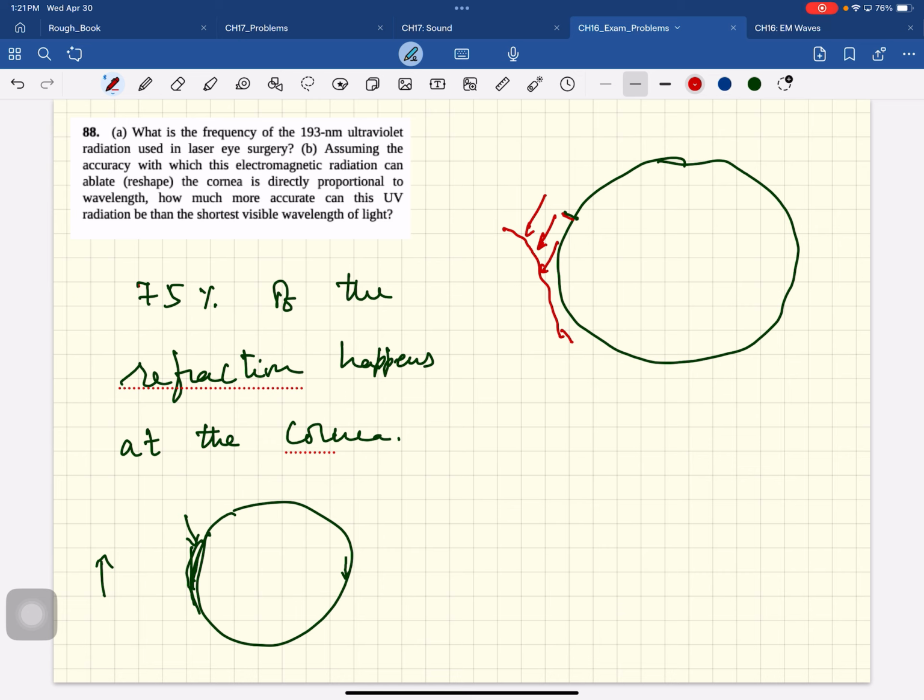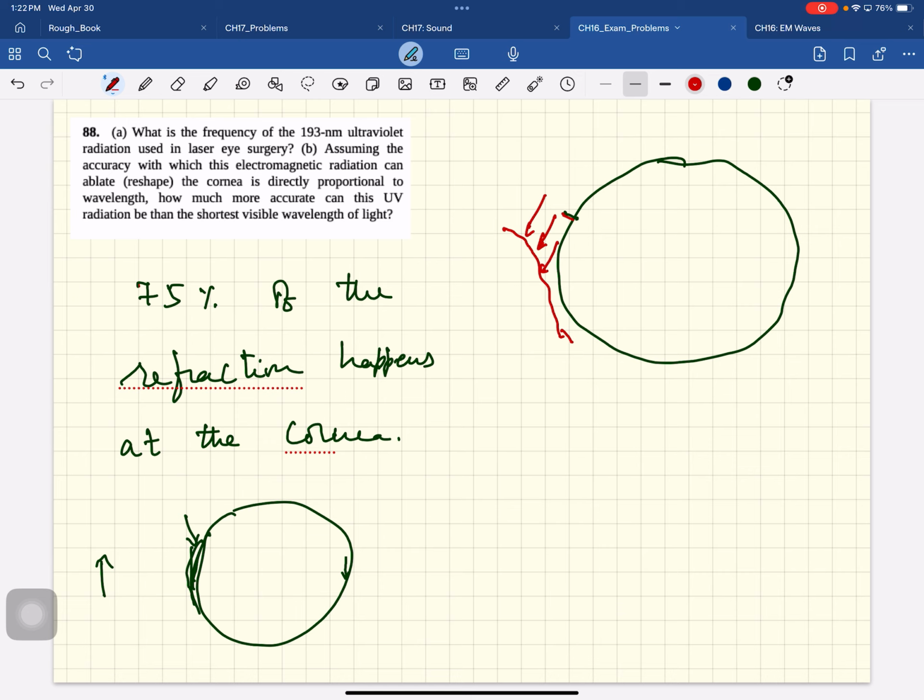Go ahead. Ablating is a familiar term that I've never heard used on an eye before. Oh, well, do you do a lot of machining and stuff like that? No, I was thinking of rocket heat shields. Okay, yeah, there you go. But that's the idea.